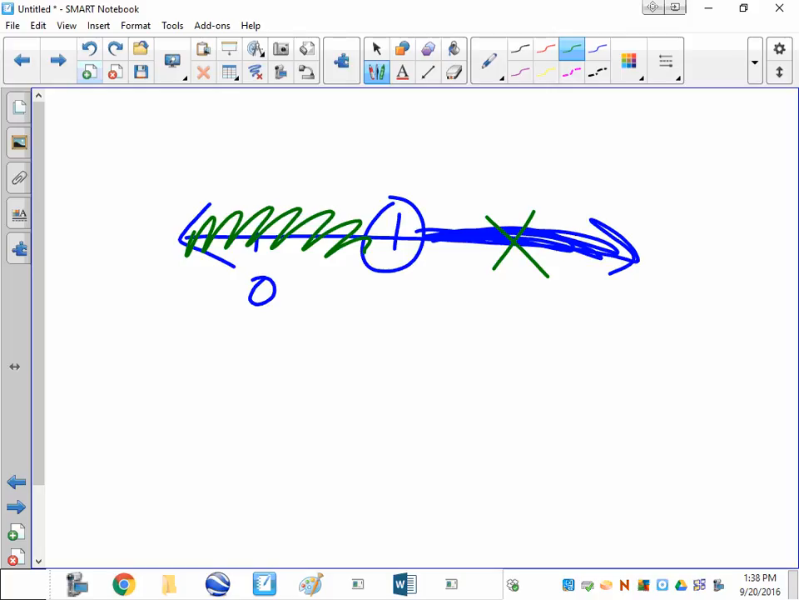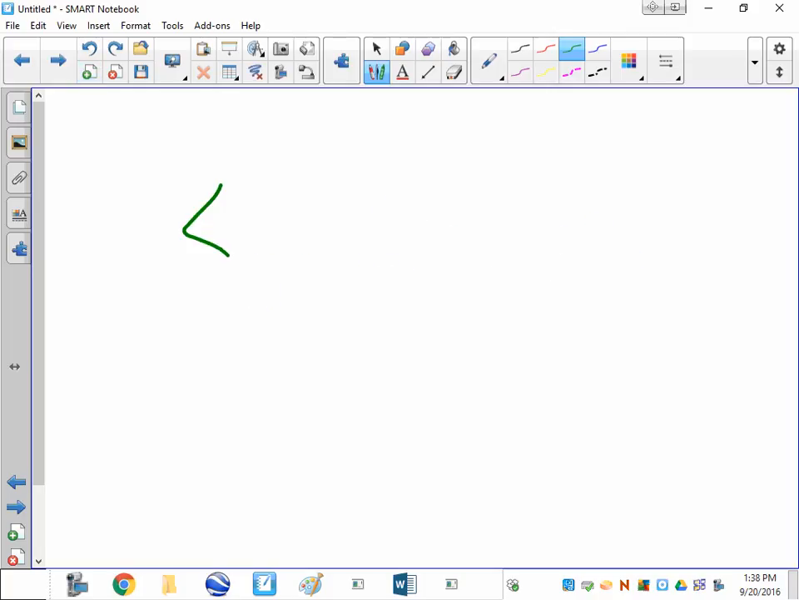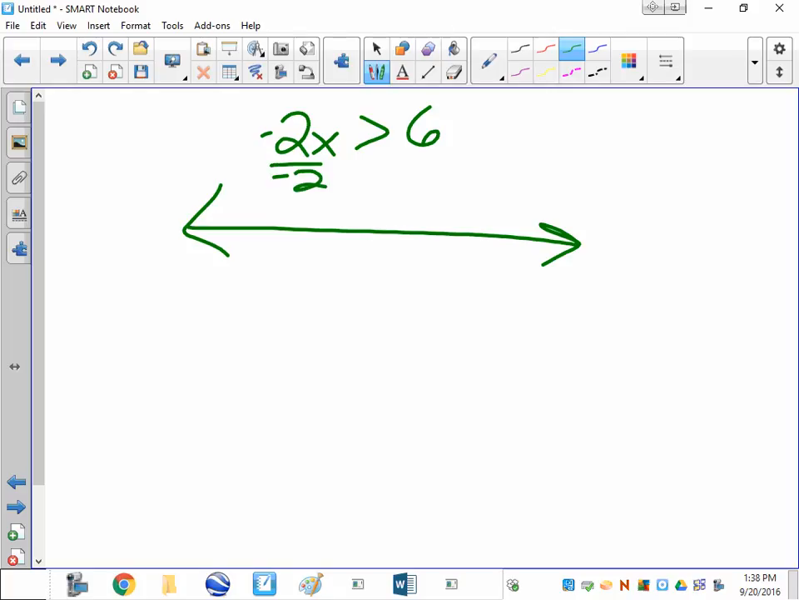Another one I want, and this one kind of confuses people, so pay attention closely. Negative 2x is greater than 6. How do I solve that? Divide by negative 2. X is greater than negative 3. So negative 3 I should shade. So let's shade to the right.